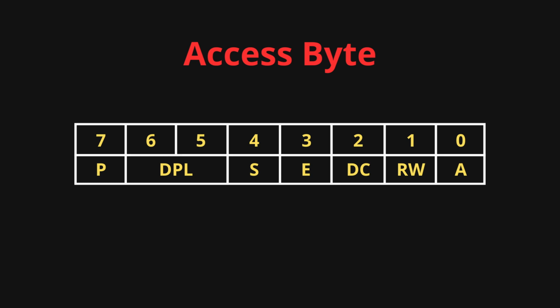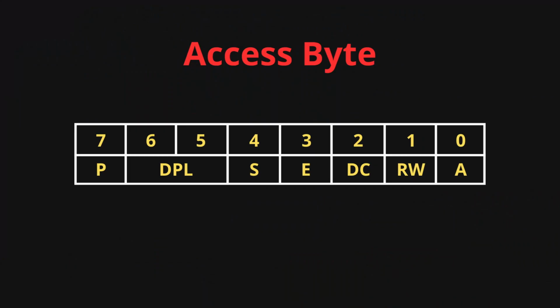DPL, descriptor privilege level, indicates the CPU privilege level of the segment, 0 being kernel privilege, which is the highest, and 3 being user application, which is the lowest privilege. S is descriptor type bit, if 0 then it's a system segment, if 1 it is either code or data segment. E, executable bit, if 0 then it's a data segment, if 1 then it's a code segment, and code can be executed from it. So S and E basically tell us with what type of segment we are dealing with.